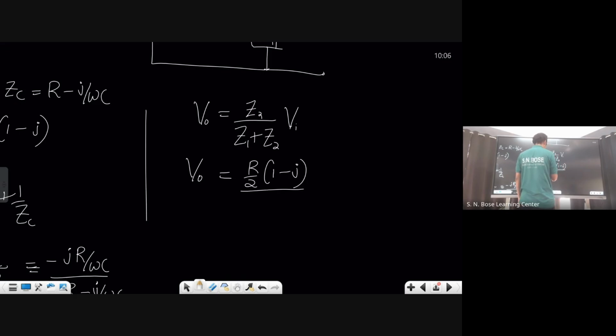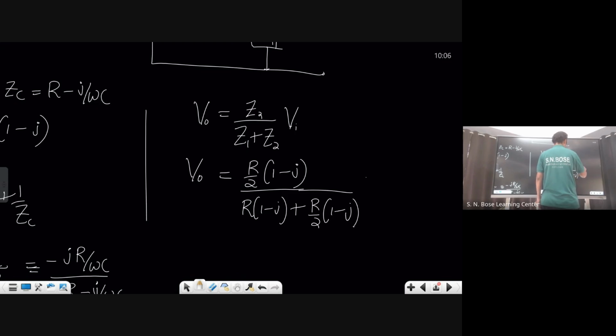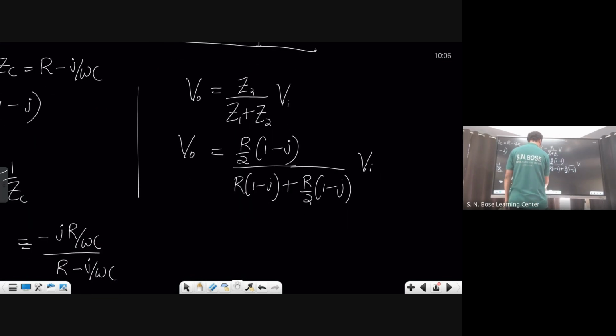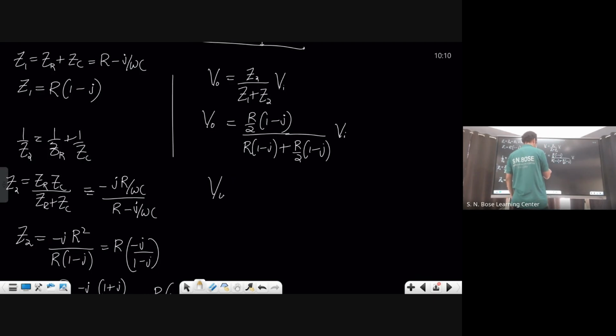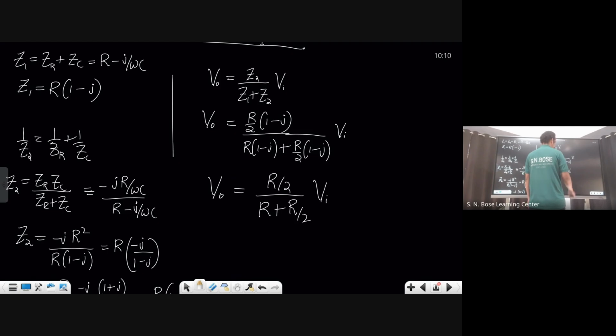Whole divided by Z1, which is R into 1 minus J, plus R by 2 into 1 minus J, into Vi. That is equal to, R got cancelled. V naught, 1 minus J cancelled out. R by 2 divided by R plus R by 2 into Vi. Is that right? R got cancelled. V naught is equal to 1 by 2 divided by 3 by 2.